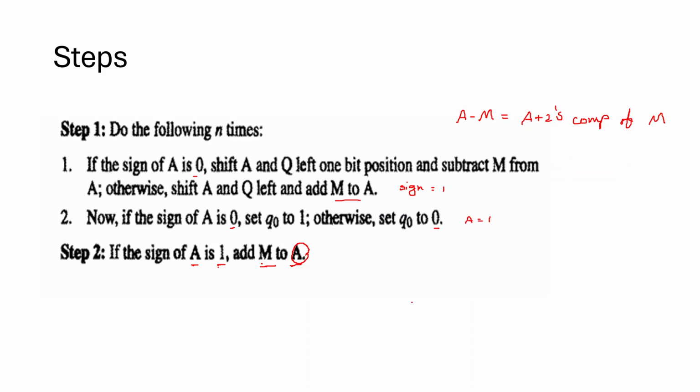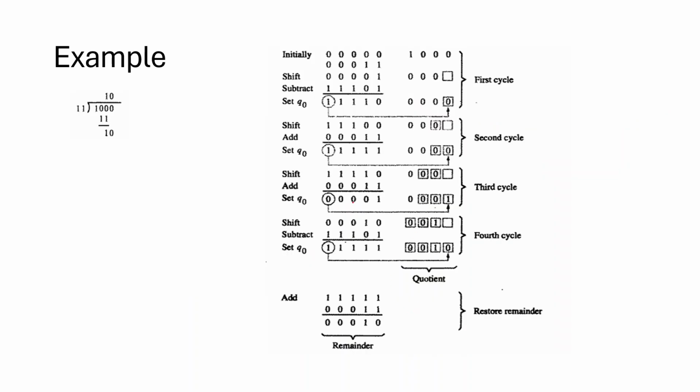So I will show you one example, then you can clearly understand all these steps and also the circuit. Consider this example. Here the dividend is 1 0 0 0. The divisor is 1 1.